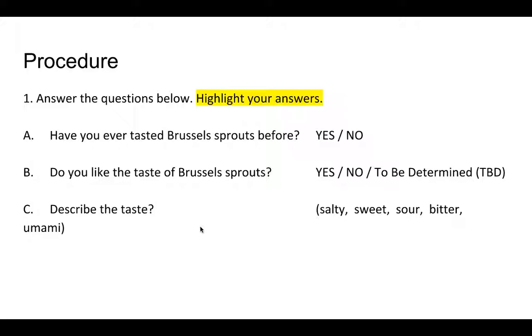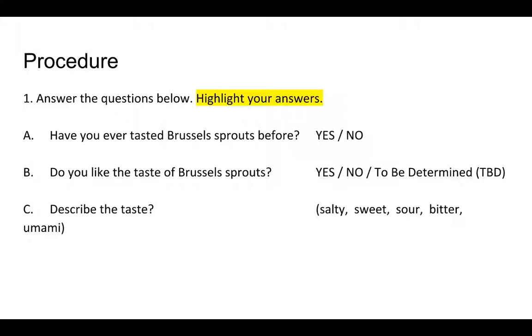Now, going on to the procedure, you're going to answer the questions below. Have you ever tasted Brussels sprouts? It's a yes or no question. Do you like the taste of Brussels sprouts? That is a yes, no, or, if you haven't tasted Brussels sprouts, you can answer to be determined. Maybe you like them, maybe you won't. Describe the taste only if you have tasted them. They're either salty, sweet, sour, bitter, or umami.